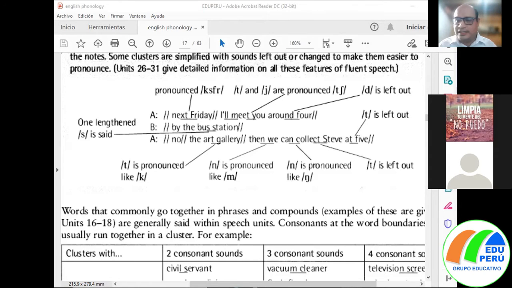Can you tell me? Good morning, good afternoon. Sorry, let's say good afternoon. So nobody. Syllabic consonants. Yeah.